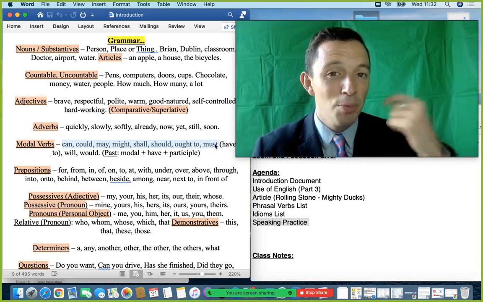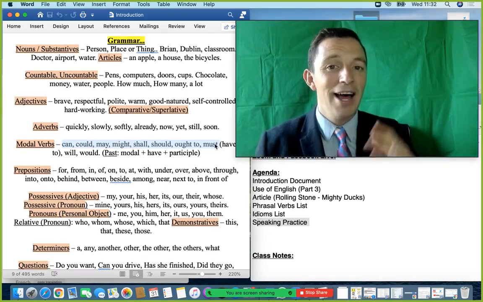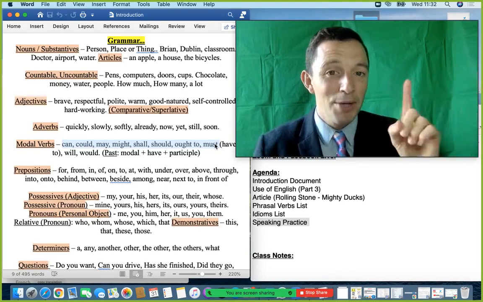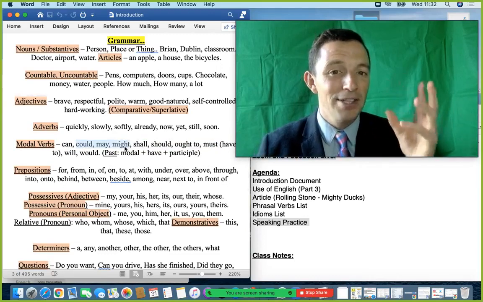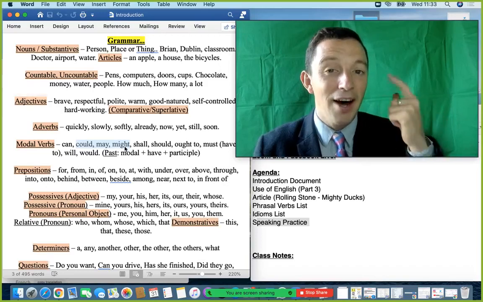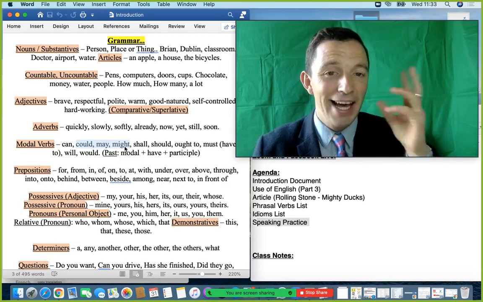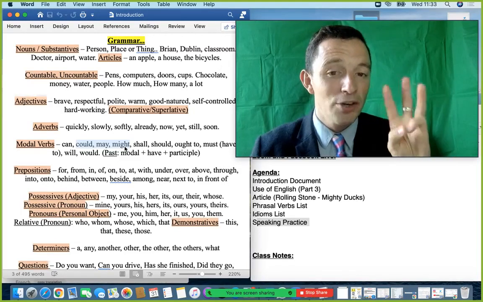Can is related to permission and ability. I can play the guitar, it's my ability. I can enter the room, it's permission. Could, may, and might are for possibilities and options. I could go to the city centre, it's an option. I may, I might, they are very, very similar. May and might are possibly a little more formal and a little more polite. That's the only difference between the three.